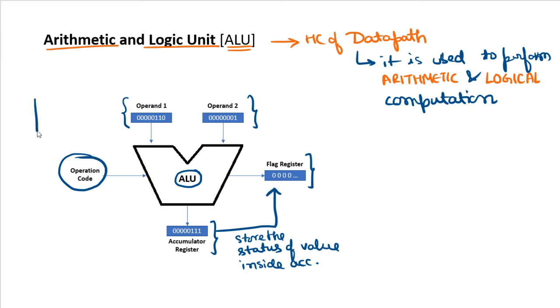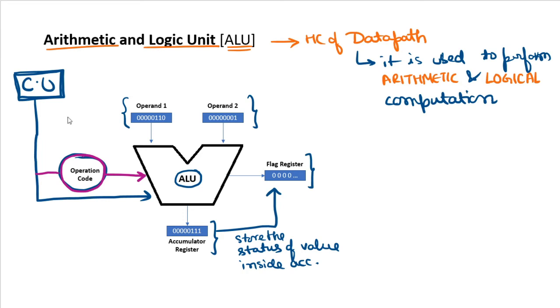Since this is a hardware component, we will have two lines coming to it from the control unit, the manager. The control unit will tell the ALU two things, what and when. What is represented using the operation code. So what is the operation code? We have a sequence of operations, of computations, that can be performed using the ALU.